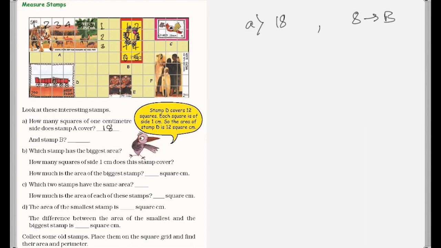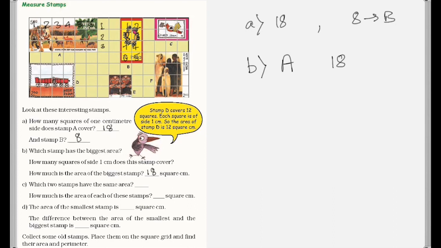Now moving ahead, which stamp has the biggest area? Okay, so you need to calculate which stamp has the biggest area. So it is clear that stamp A has the biggest area. And how many squares does it cover? It covers 18 squares. Okay, so how much is the area of the biggest stamp? It is 18 square centimeter.